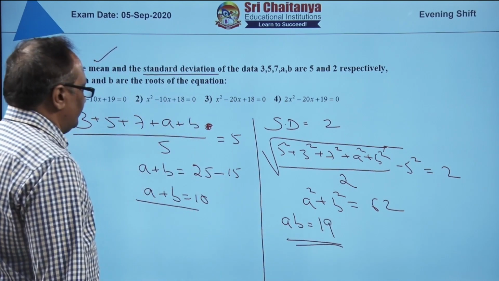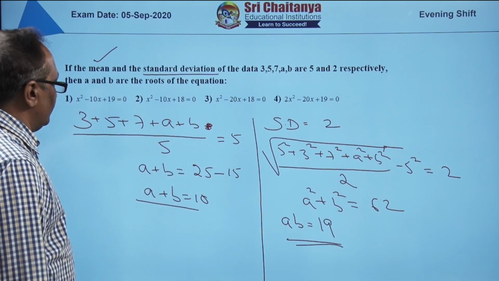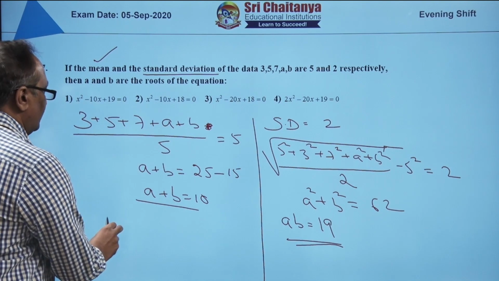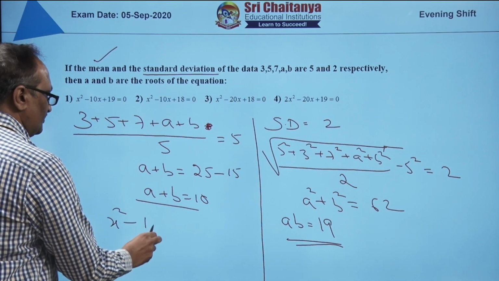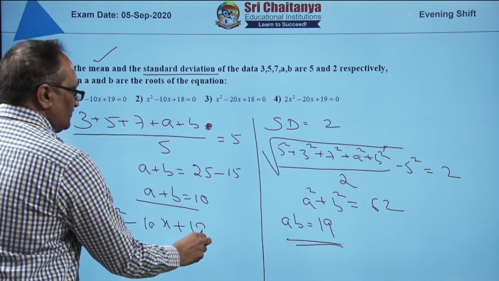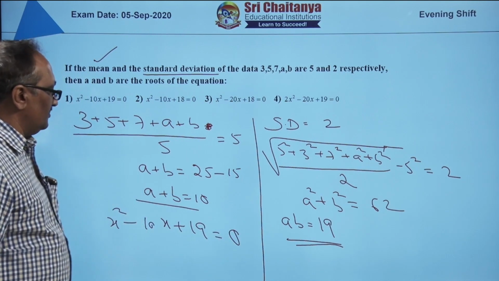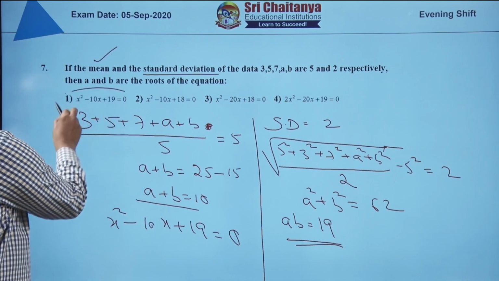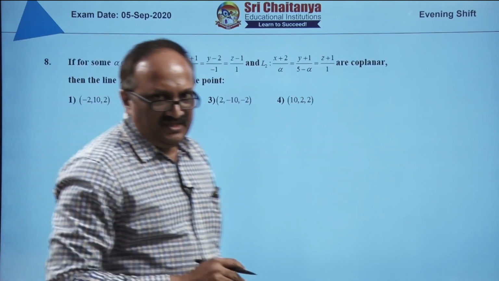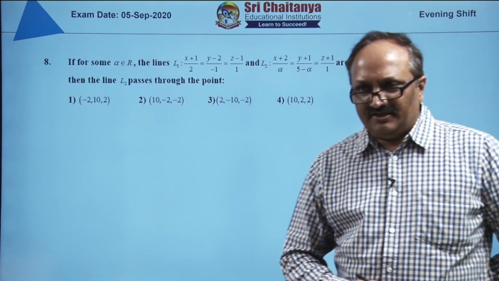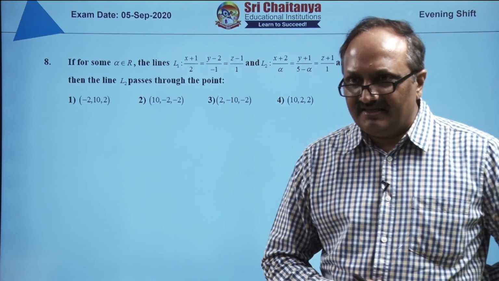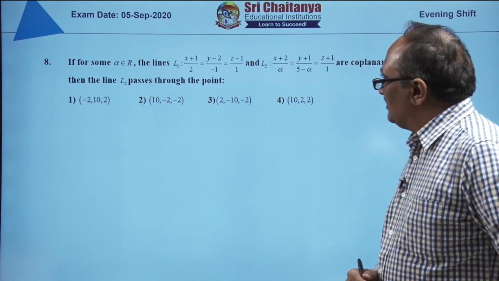The quadratic equation with these roots we can identify: x square minus sum of the roots, 10, into x plus product of the roots equal to 0. That is nothing but the first option. Coming to next question, the 8th question, it is a question in 3D geometry and a very simple concept.